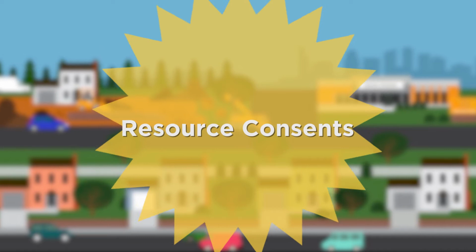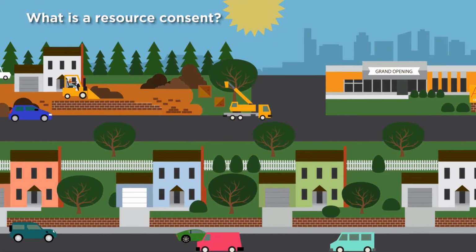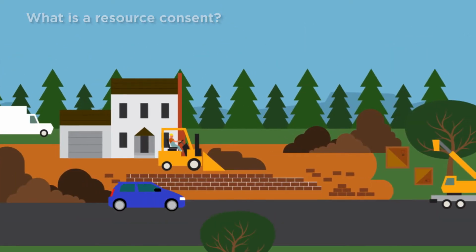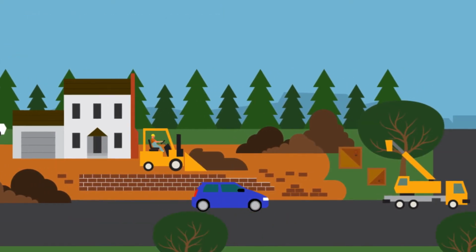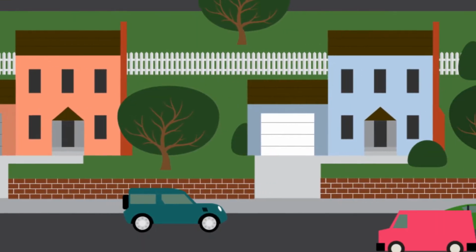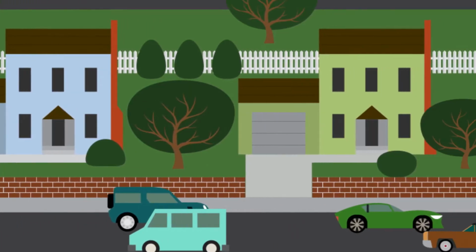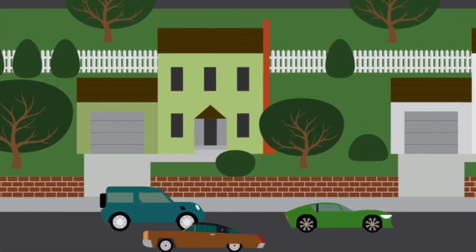A resource consent is permission to undertake an activity or to construct a building that does not comply with the district plan rules. It requires you to consider the effects of your project on the environment, the community, and your neighbours. You'll also need a resource consent for subdividing your land. A resource consent is different from a building consent, which covers how something is constructed to comply with the Building Act.